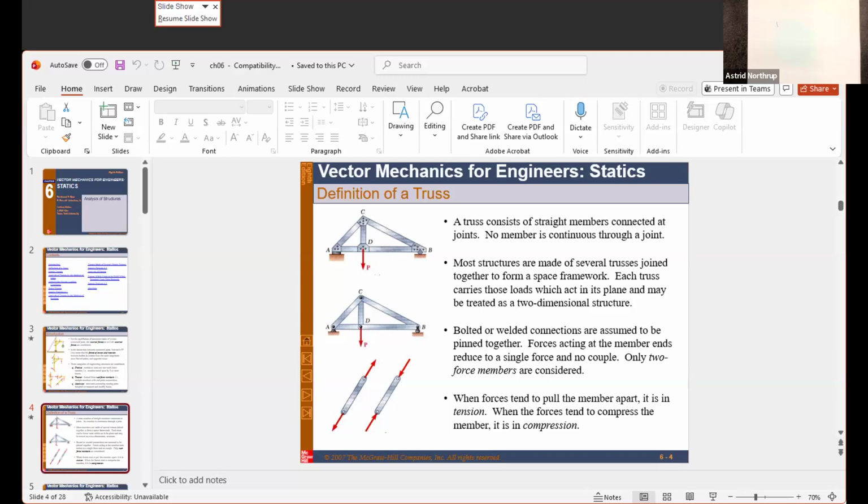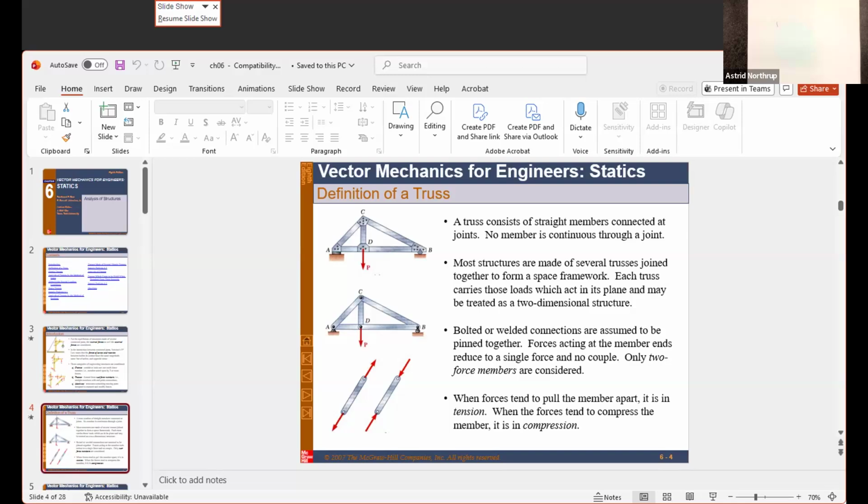If A to B was a single member instead of jointed at D, what force would that be? That would not be a truss. As soon as you put that together, if this is continuous and there's something there, it's no longer a truss. So it's something else. It's a frame or a machine or something else. So it has to have a jointed D.